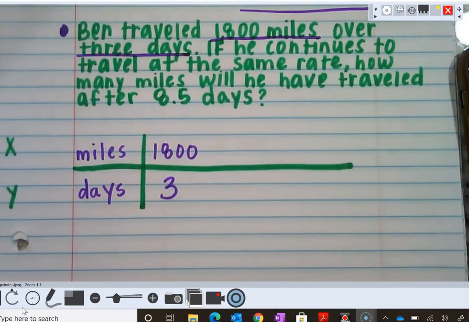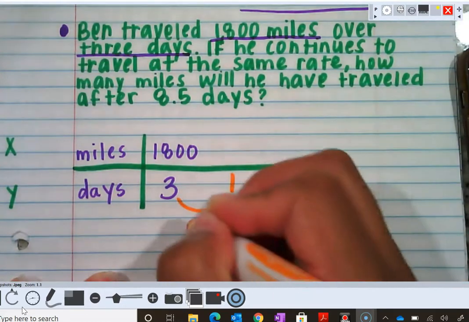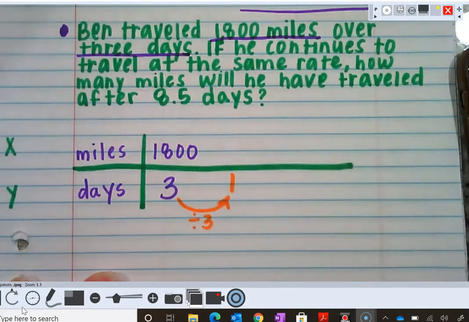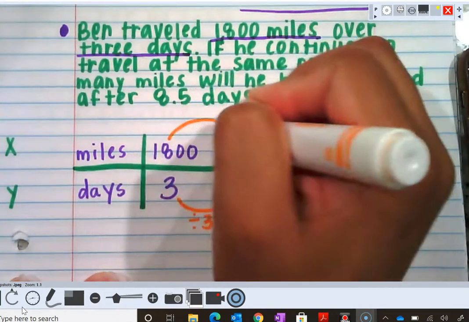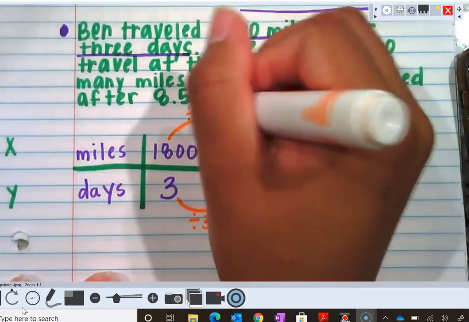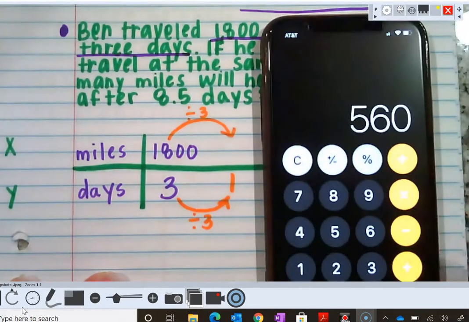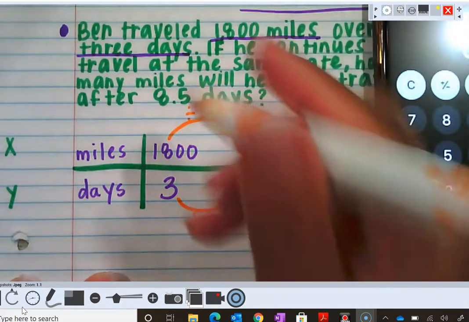All right, let's make it easy on ourselves. Let's go ahead and find the amount of miles he went per day. So I'm going to turn this into a 1, and I can do that by dividing by 3. And then I'm going to do the same thing for 1,800. If I divide this by 3, I got to do the same here. And so let's get our calculator. 1,800 divided by 3, I get 600.